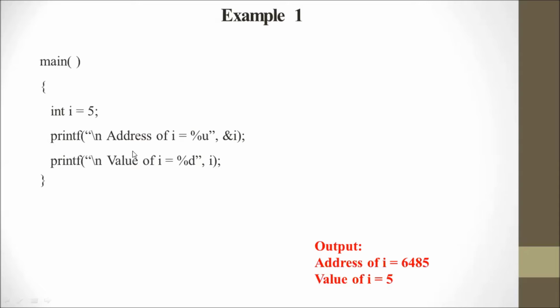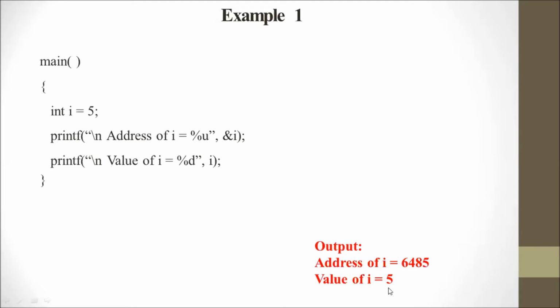So printf: here we print "address of i is equal to %u". We use unsigned here because, suppose the value is large, so we use %u instead of %d. So we use %u with the address of i, so the address of i will be printed. In the second statement, printf value of i with %d, i.